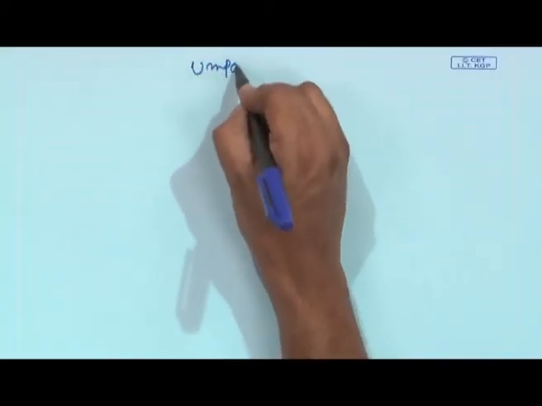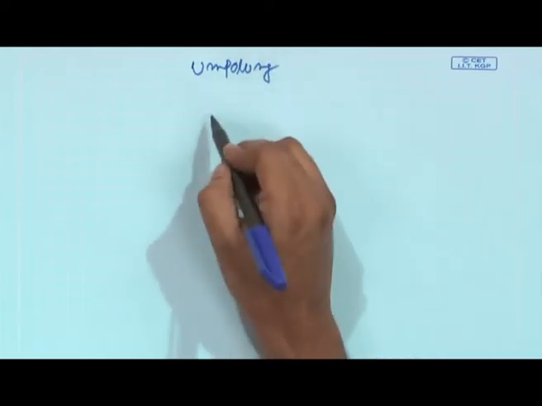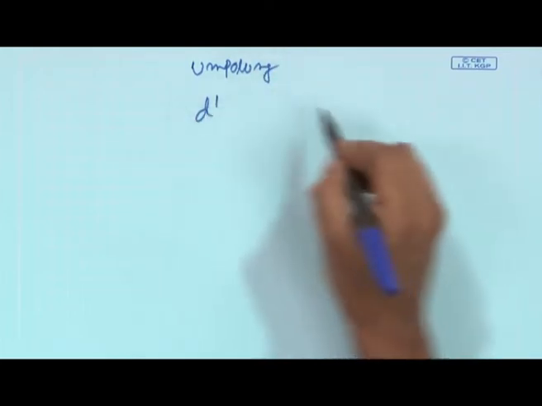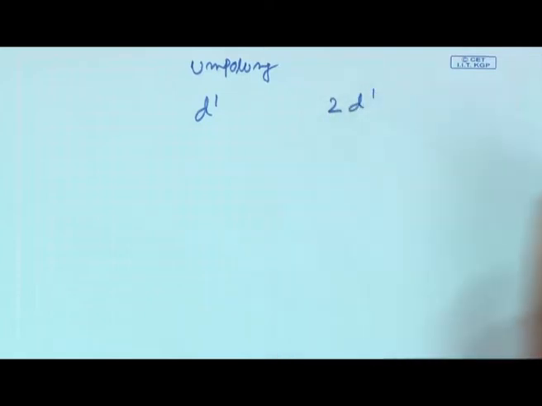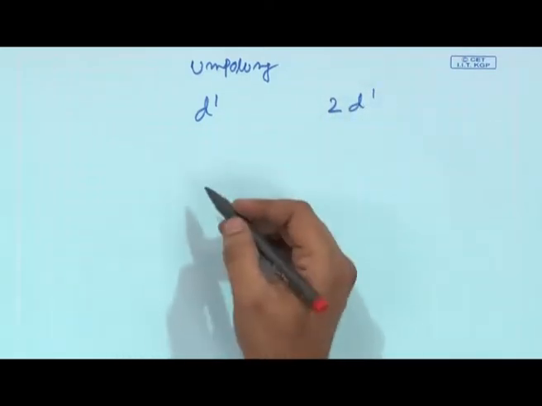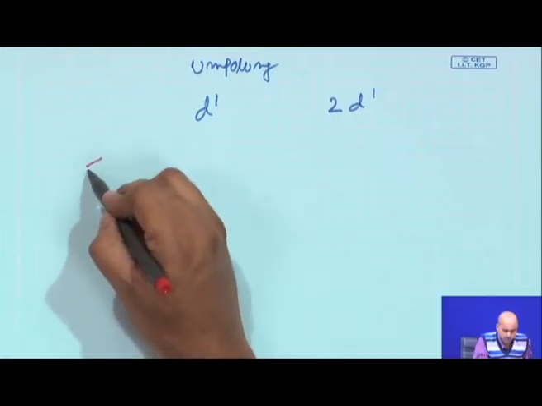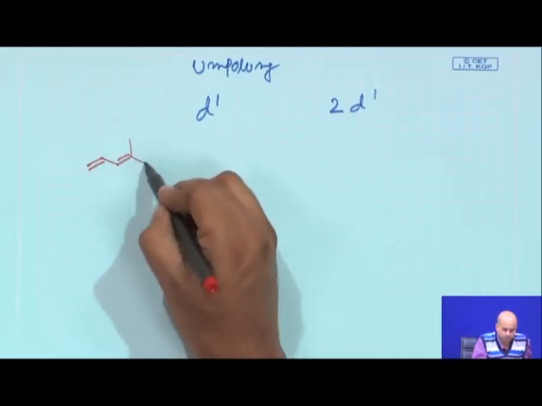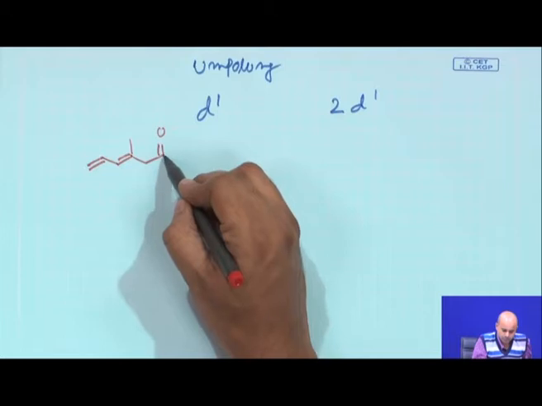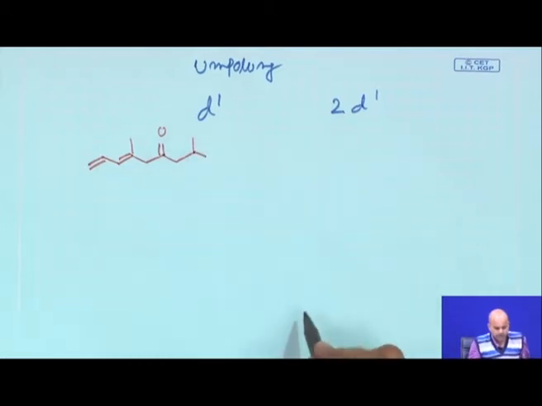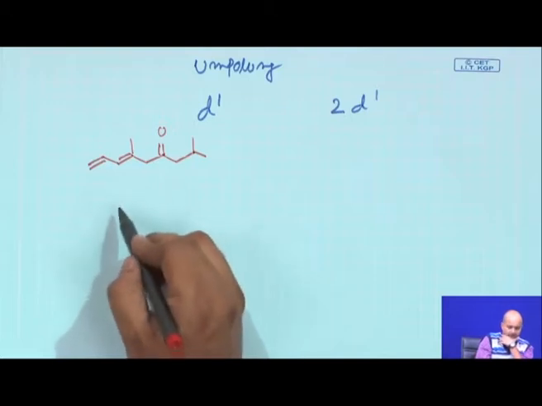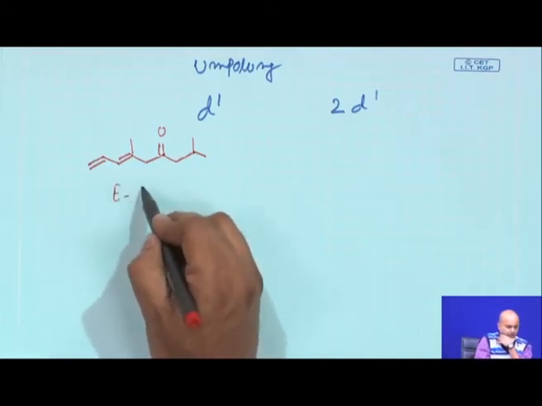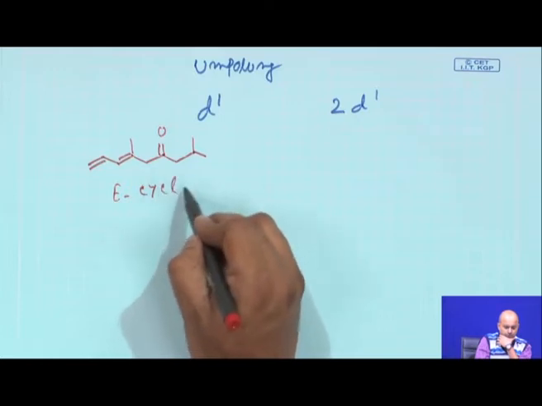We will just try to have a little bit more examples on this umpolung species. What we say is that these species are basically D1 species or 2D1 species. Next, we will talk about a problem which will basically highlight how this umpolung chemistry was used in the synthesis of some natural products. This particular compound is a natural product, its name is E-cyclanthone.